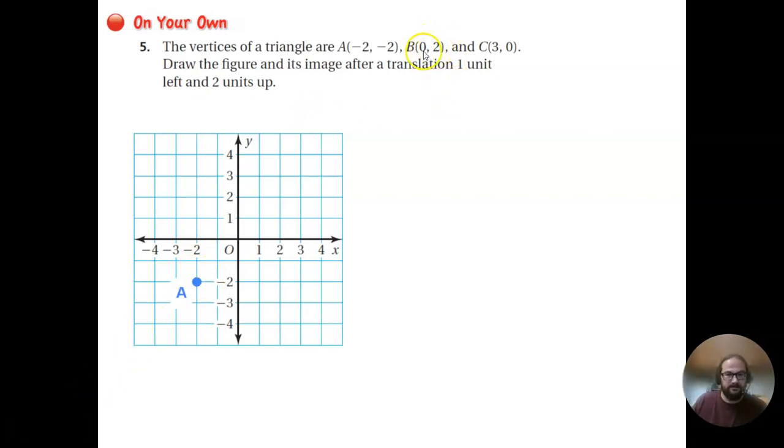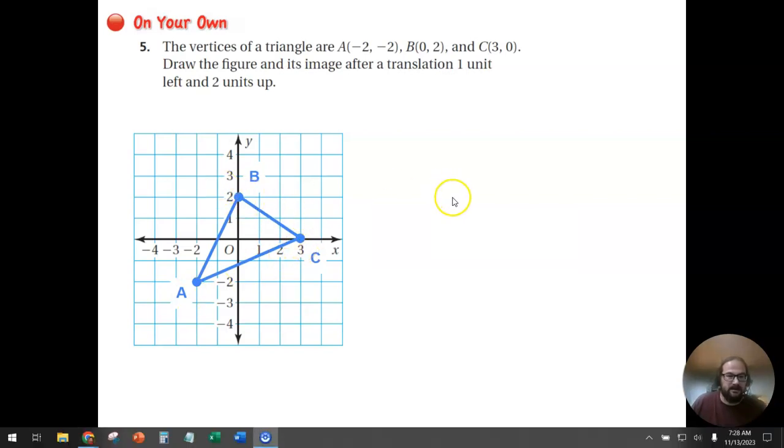B is (0, 2). So 0 movement in the X direction and then 2 up. So starting at the origin, no movement side to side. The X value is 0, but the Y value is 2, so we move up 2, and that's where B goes. C is (3, 0), so that's 3 to the right, and then 0 up. So from the origin, 1, 2, 3 to the right, up 0, that's where C is. Connect the dots, we've got our triangle ABC.